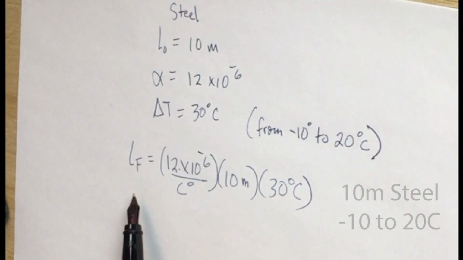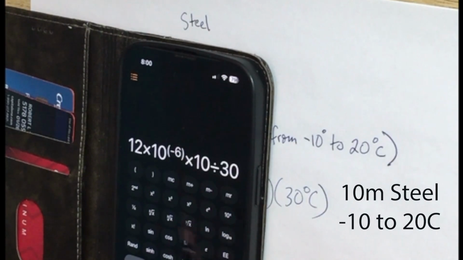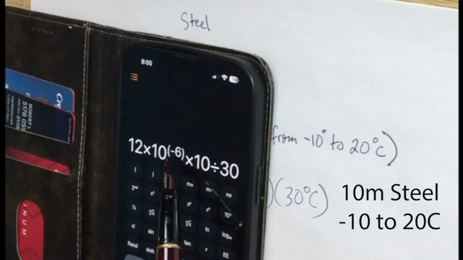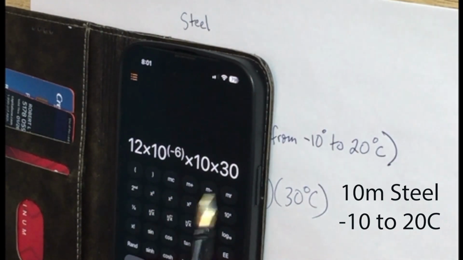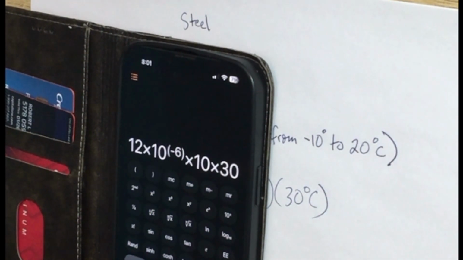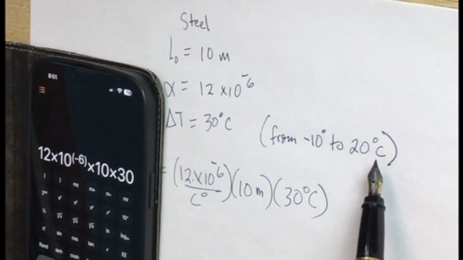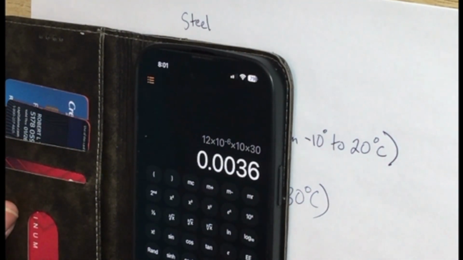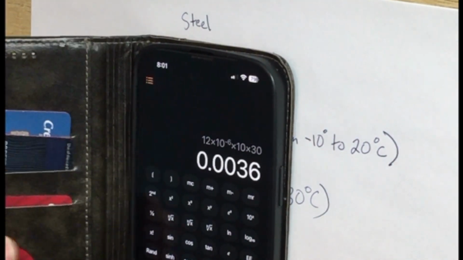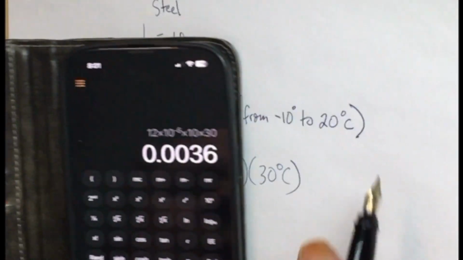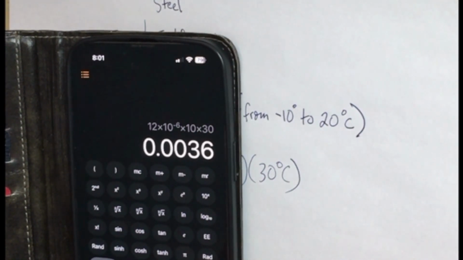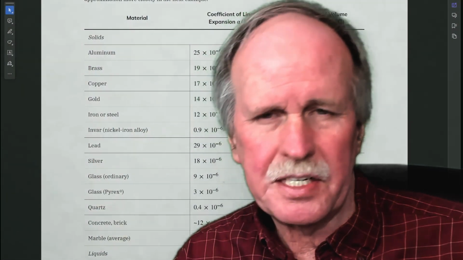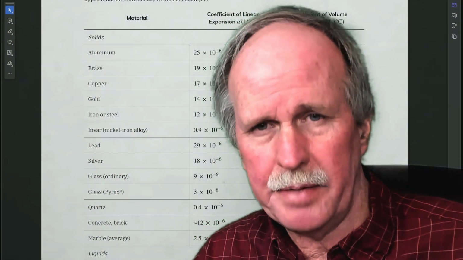So here we have the equation. So we just plug that into our calculator. We've got 12 times 10 to the negative 6, that's the alpha, times 10, the original length, times 30, which is the change in temperature as we increase temperature from negative 10 to 20 degrees Celsius. In other words, 3.6 millimeters. That's the expansion of the steel in response to a 30-degree increase in temperature for a piece of steel that's 10 meters long. A 10-meter long piece of steel, that's 3.6 millimeters.